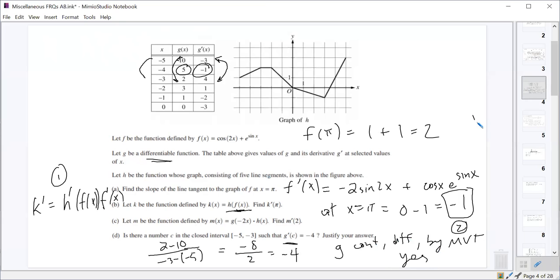And that was worth 2 points. 1 for showing this average rate of change is -4, and 1 with yes, because of the mean value theorem, with some explanation that G was continuous and differentiable.